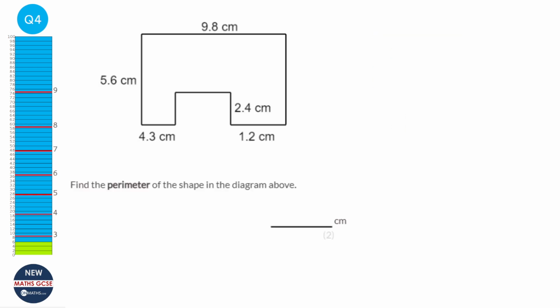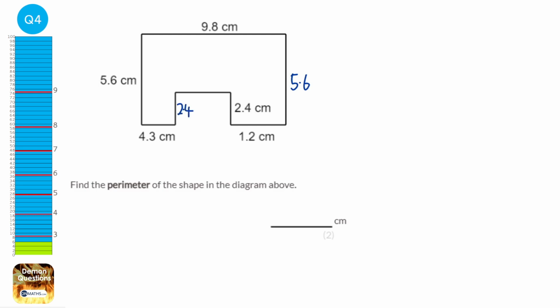The difficulty with finding the perimeter of this shape is we do have some of the lengths missing, so we're going to find the lengths that are missing first and then we'll find the perimeter. So the one on the right here is going to be the same as the one on the left, so this is going to be 5.6. Same with the one on the left of the 2.4, so this will be 2.4 here.